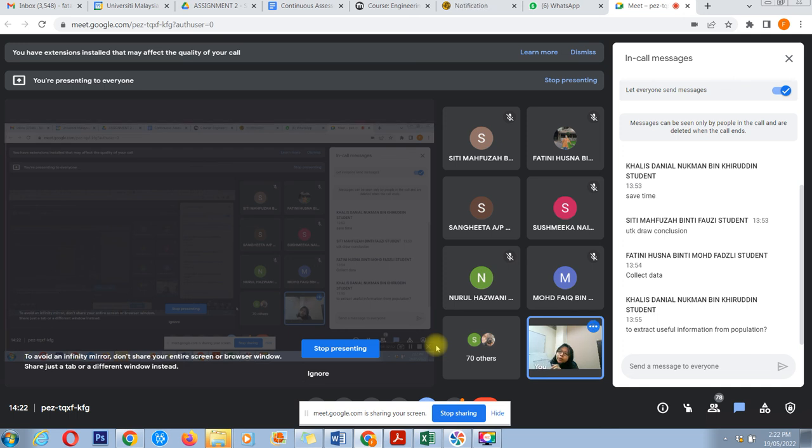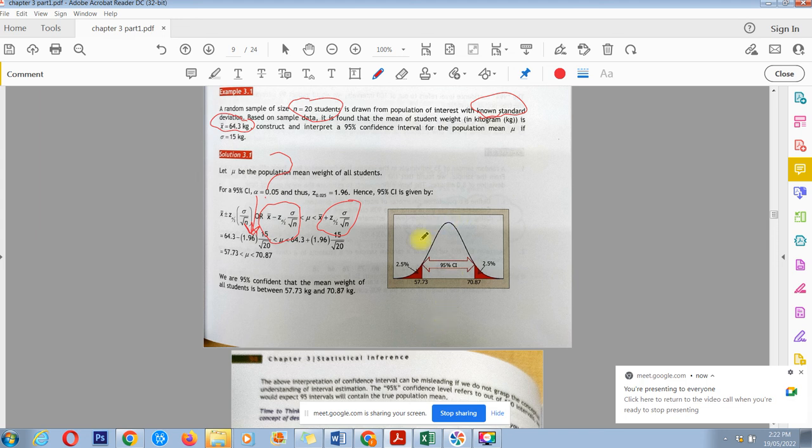Standard normal distribution. So, kita ambil 0.025. So, 0.025. Kita ada 1.96 ni. 1.96, okay? Okay, kat situ. Kenapa kita divide by 2? Because of this.